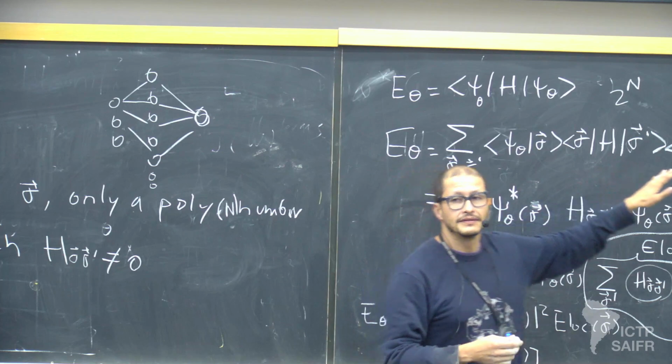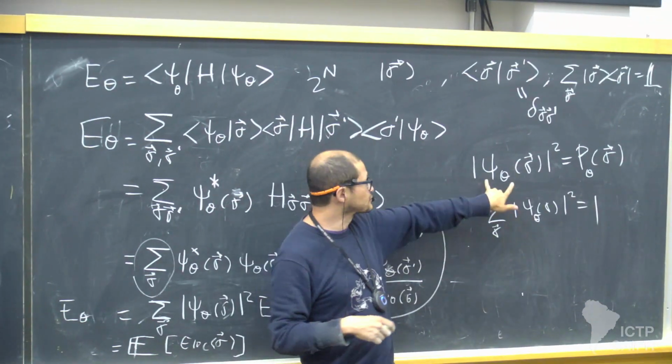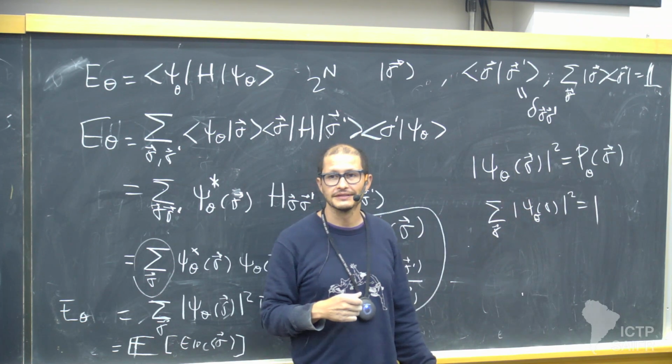So you take the wave function, whatever it is, and you square it. And that becomes your probability.